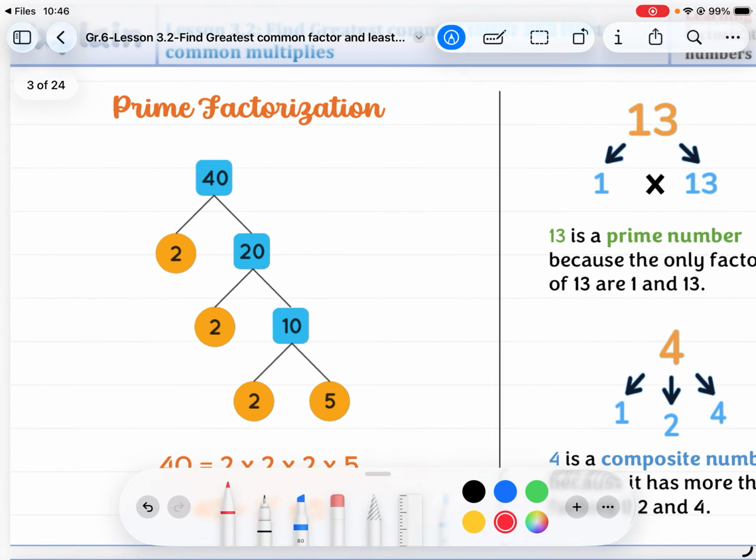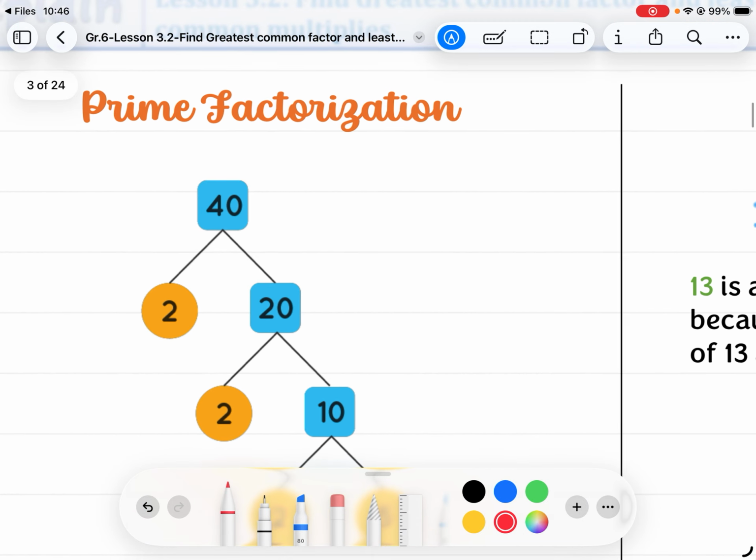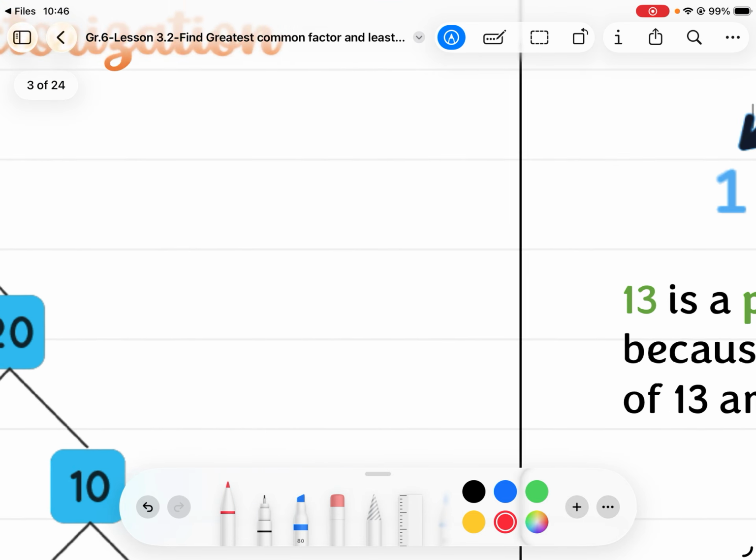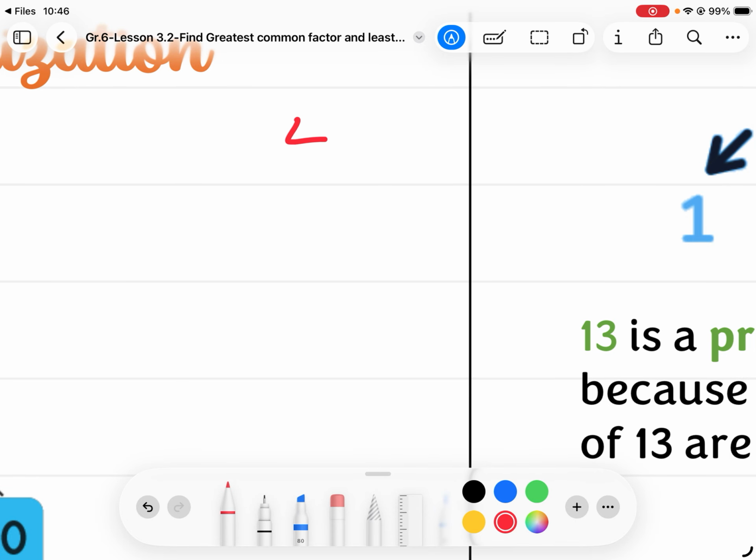Now the prime factorization, for example, 40. I'm going to factor it here on the side, guys. For the prime factorization, if you want to factor any number to its prime numbers, you need, number 1, to draw the factor tree. The factor tree will help you a lot in factoring any number in life.